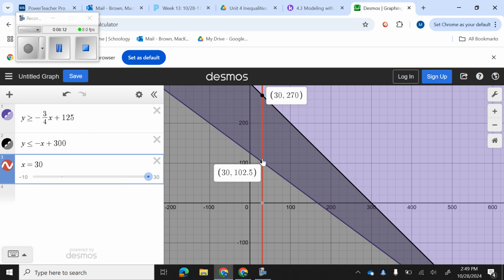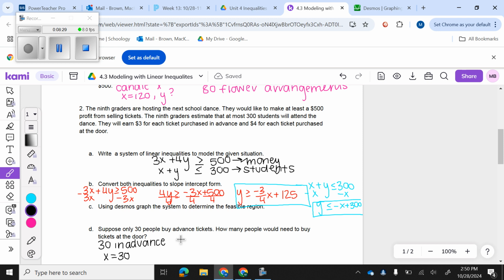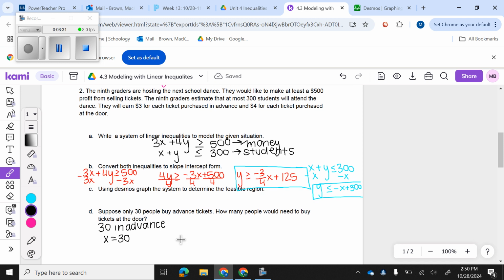Well, let's think about which one's the more reasonable option, okay? Can 270 people buy this ticket or 102.5? Well, 102.5, I can't have 0.5 people buying a ticket, so this is going to be 30 to 270, okay? So if 30 people buy it in advance, 270 need to buy it at the door.